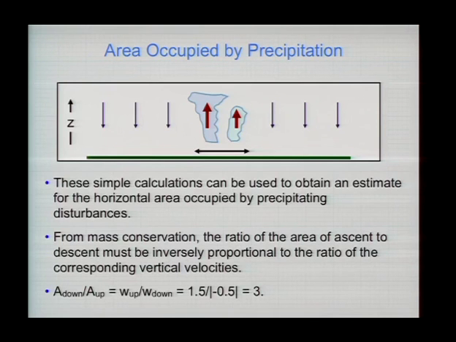So, let's think about the following. The area of down over area up equals W up over W down. That's the other way around, isn't it? No, it's correct. So W up is about 1.5 centimetres per second, W down, the velocity downwards, about 0.5 centimetre per second, so there's a factor of 3 difference. So the area of the downward motion, the subsidence, has to be 3 times the area of the upward motion.